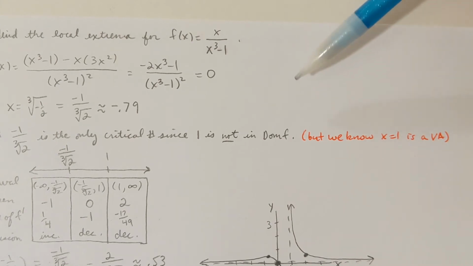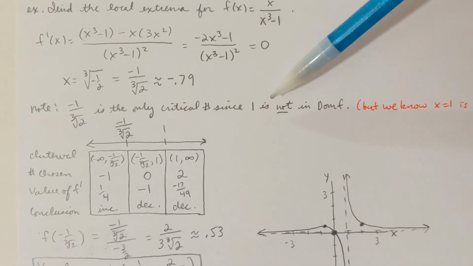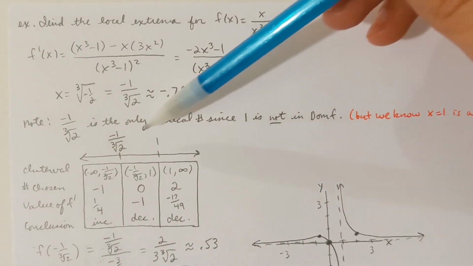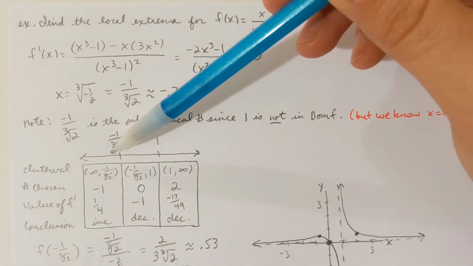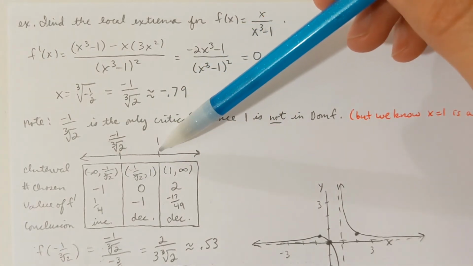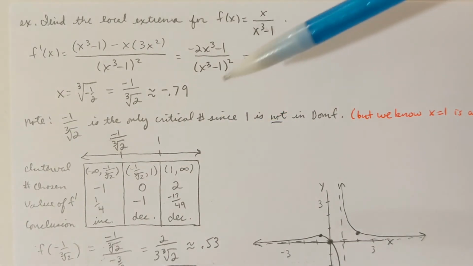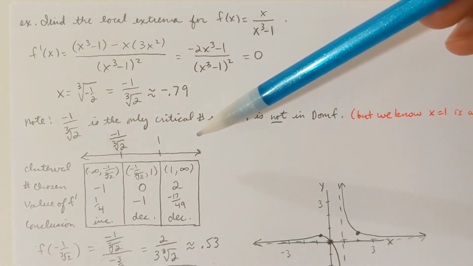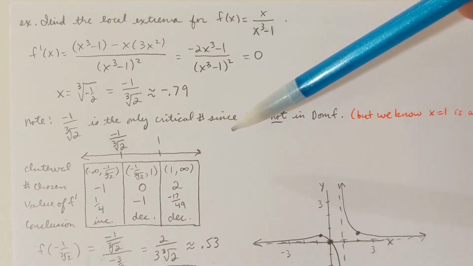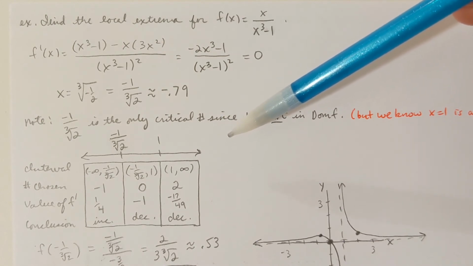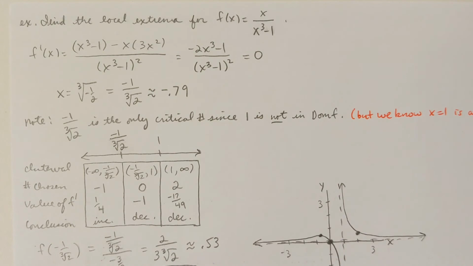Now, because 1 is still an interesting value in this problem, when I use the increasing and decreasing test, I want to make sure I position 1 on the number line. In general, when you're using the increasing and decreasing test and you make this chart, you're going to include all the critical numbers and any additional numbers that would be creating vertical asymptotes on the graph.